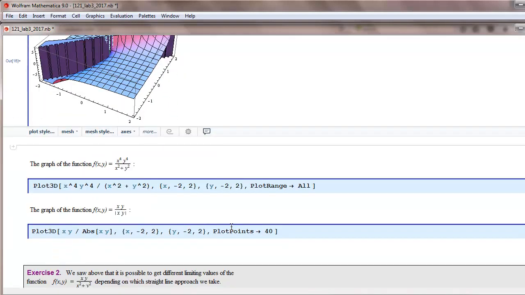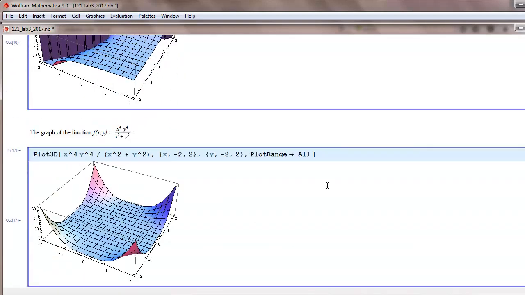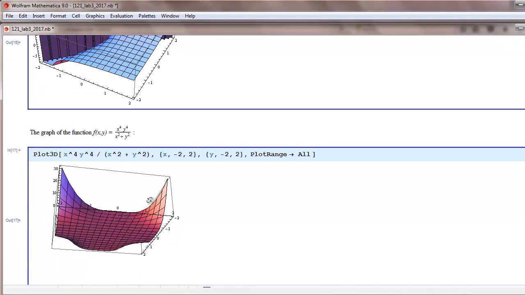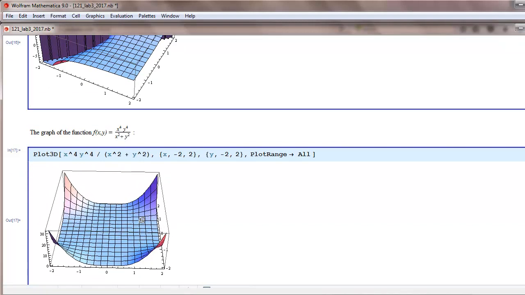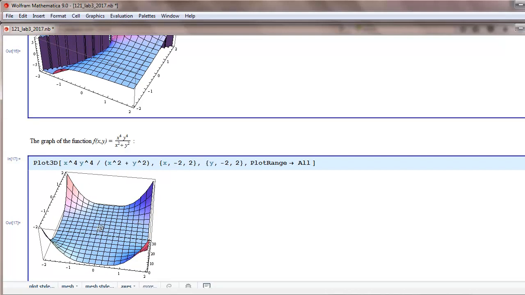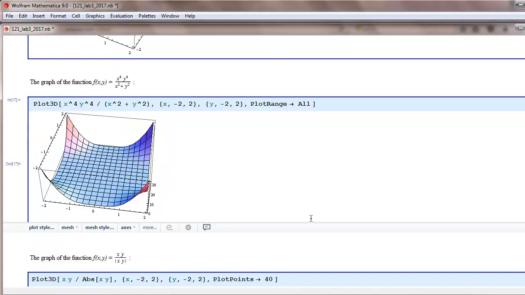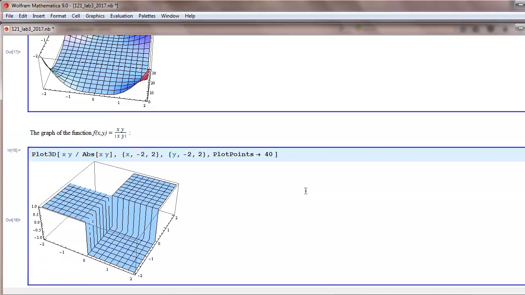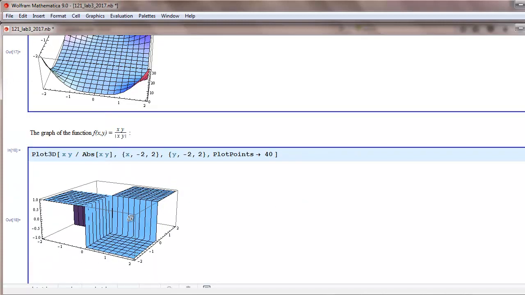Okay, let's take a look at this one. On the other hand, this looks quite lovely. It looks smooth. We know there's a hole in there, right? Because when x and y are both 0, this function is not defined. So that's kind of interesting. Here's another interesting plot. Pretty cool.